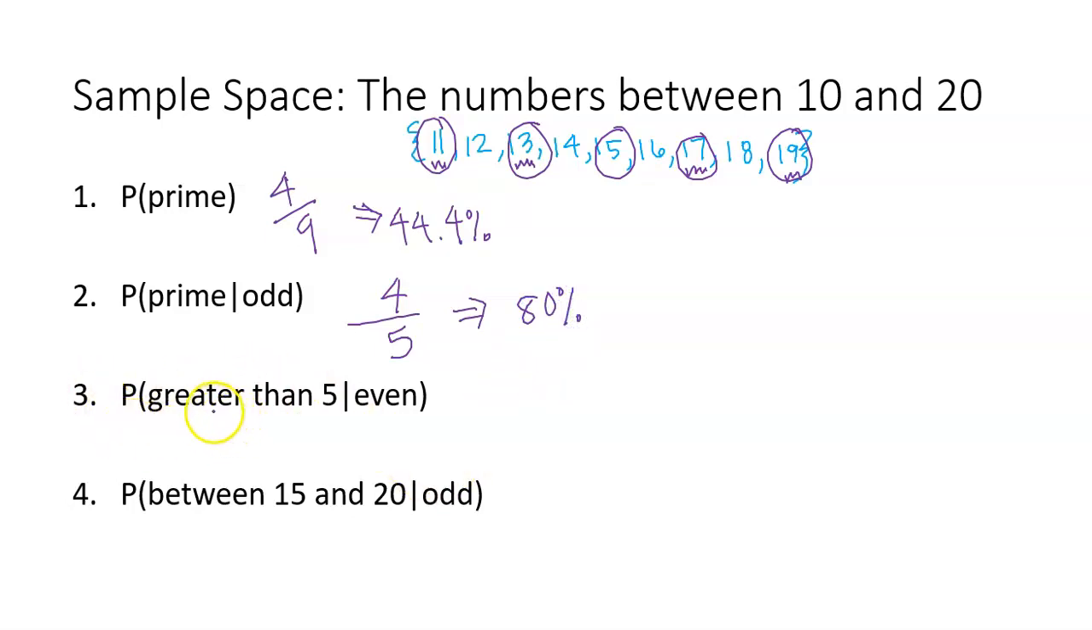What's the probability that the number is greater than 5 given that it's even? So if we're given that it's even, we have 4 numbers here, 4 total numbers.